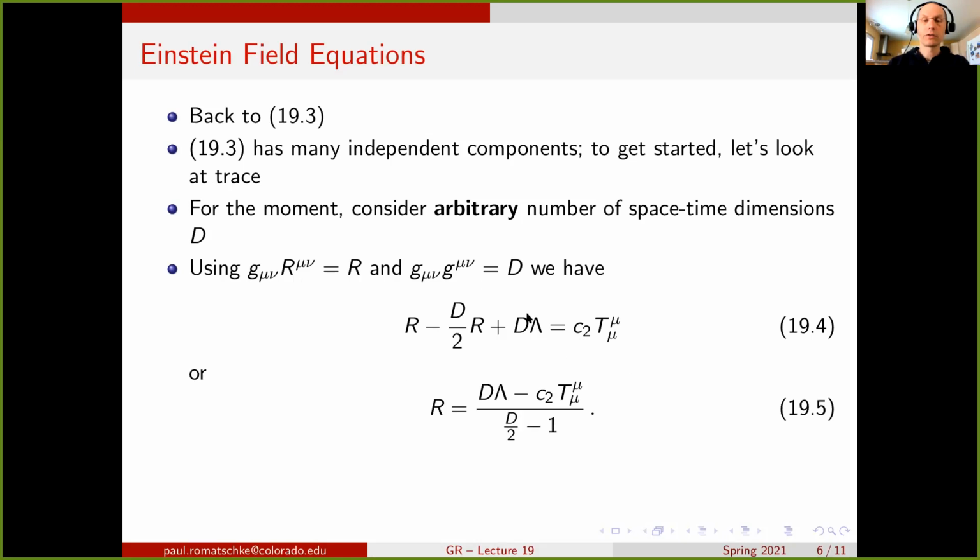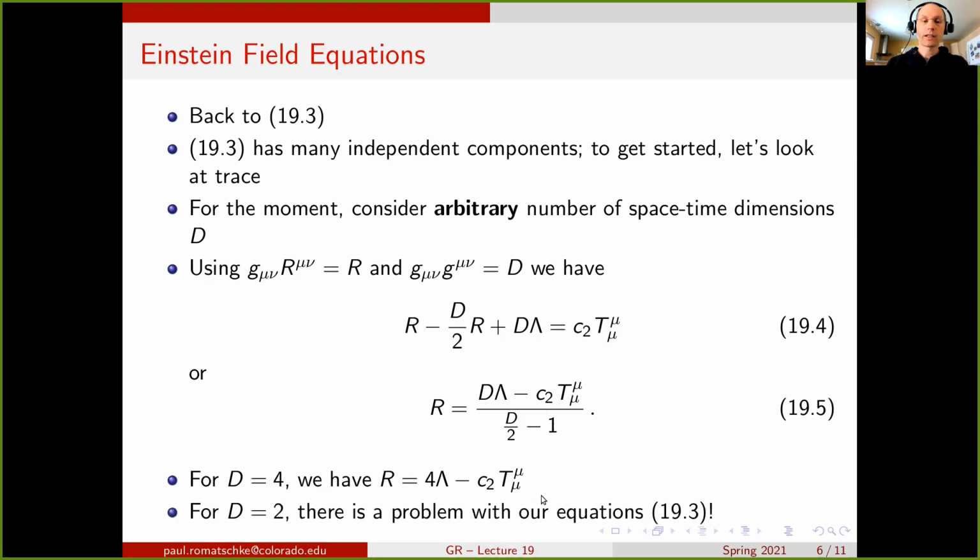We can solve this equation for r, so we get that r is equal to d times lambda minus c2 times the trace of the energy momentum tensor divided by d over 2 minus 1, which in particular in 4 dimensions just leads to r is 4 lambda minus c2 trace of the energy momentum tensor. It also tells us that if we are in 2 dimensions, because we have d over 2 minus 1 in the denominator here, there will be a problem with our field equations 19.